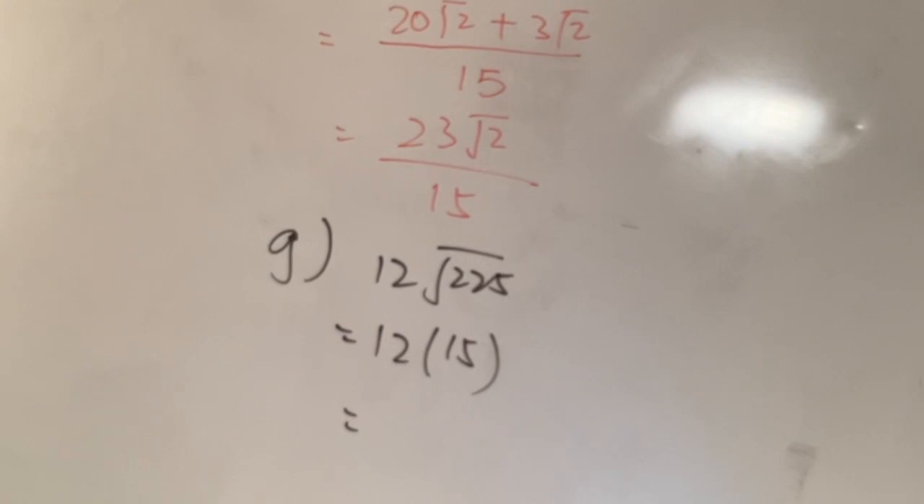They got this one. 5 root 2 over 2. Minus 5 root 2 over 2. 5 root 20 plus 10 root 2.